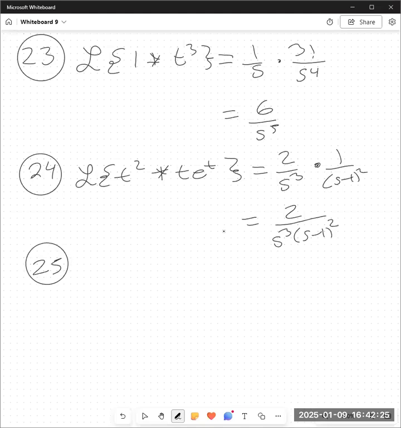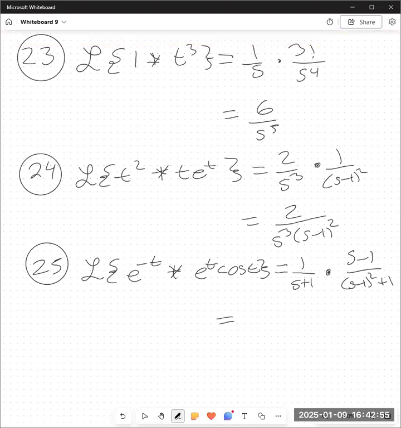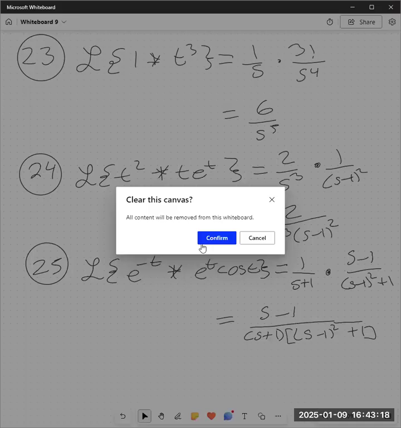25, Laplace transform of e to the negative t convolution e to the t cosine of t is equal to 1 over s plus 1 times s minus 1 over s minus 1 squared plus 1. It's going to be equal to s minus 1 over s plus 1 bracket s minus 1 squared plus 1. Don't need to simplify that. That's fine to leave it just like that. Let's look now at number 26.